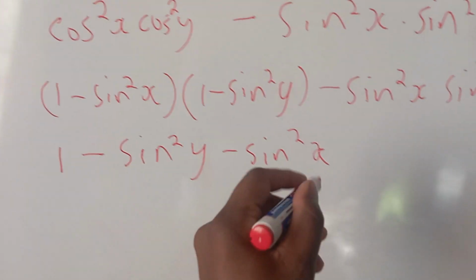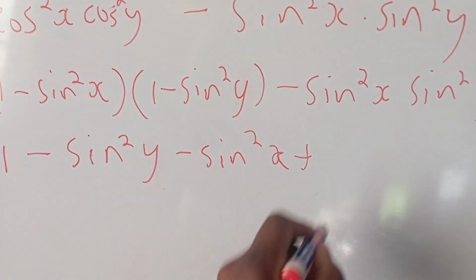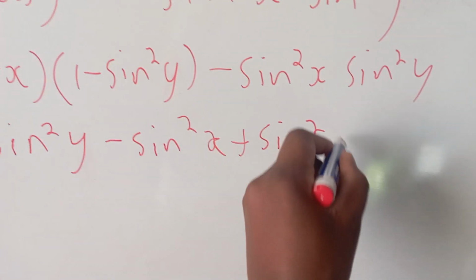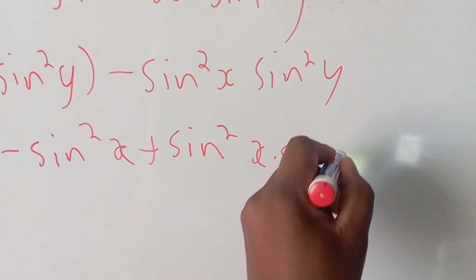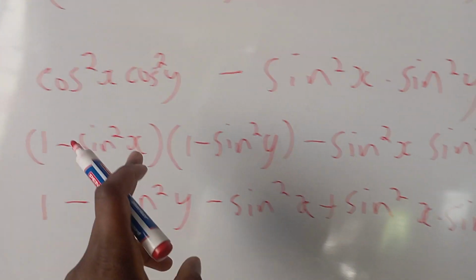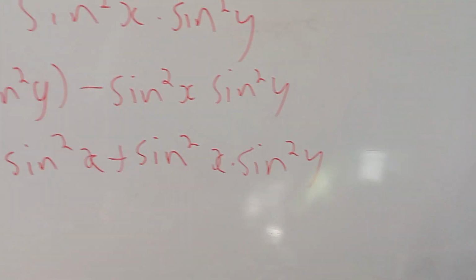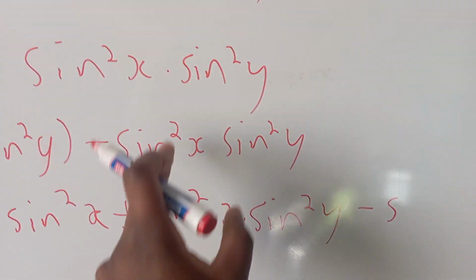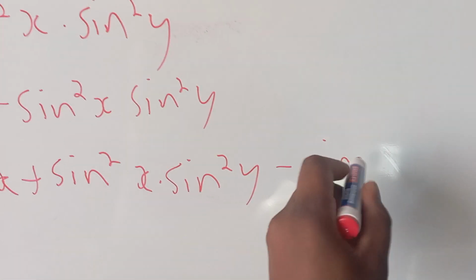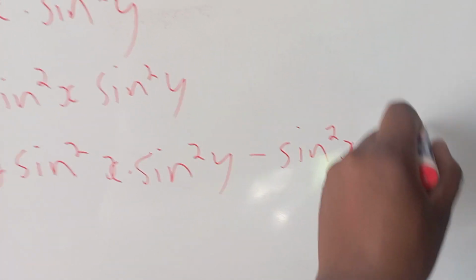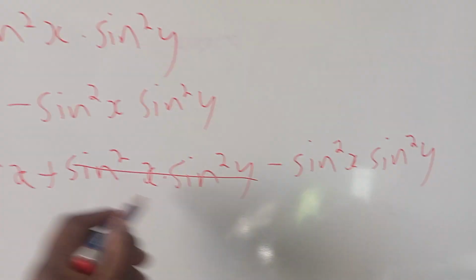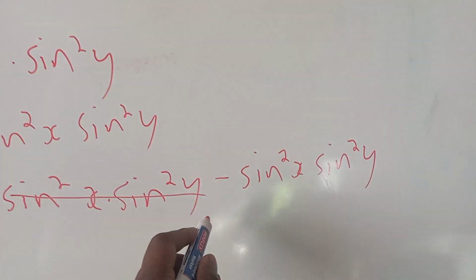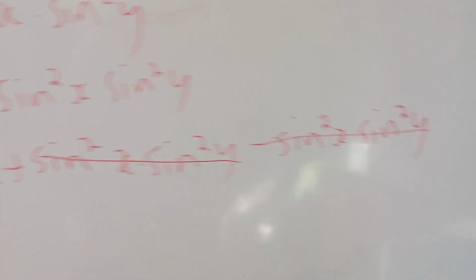Then this is going to give us plus sine squared x times sine squared y, because they are different now. It's x and y. Sine squared x times sine squared y, minus this one now, sine squared x sine squared y. So now when you have it like this, these ones, sine squared x sine squared y and sine squared x sine squared y will cancel each other.